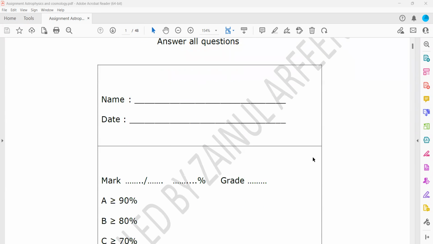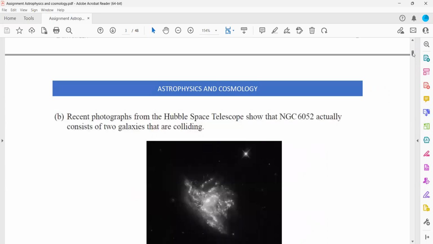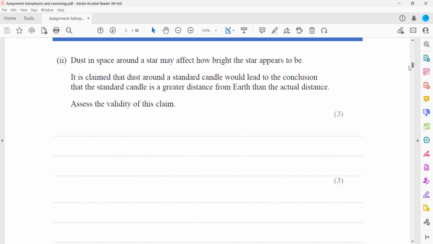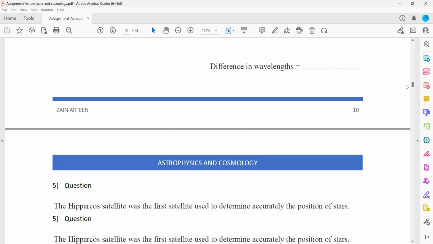Astrophysics and Cosmology assignment. The questions we'll solve today are question 5 and 6.